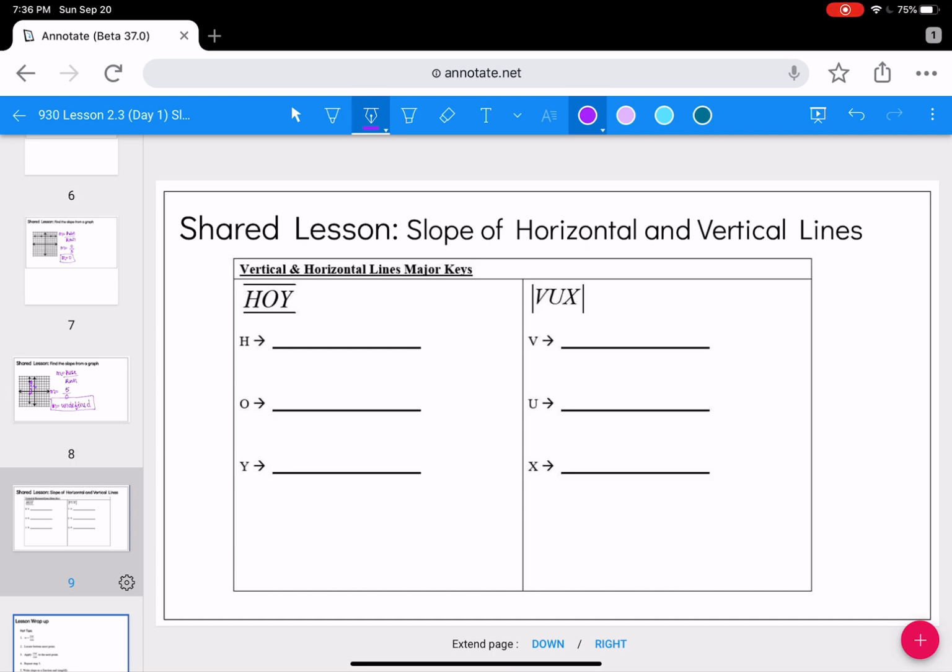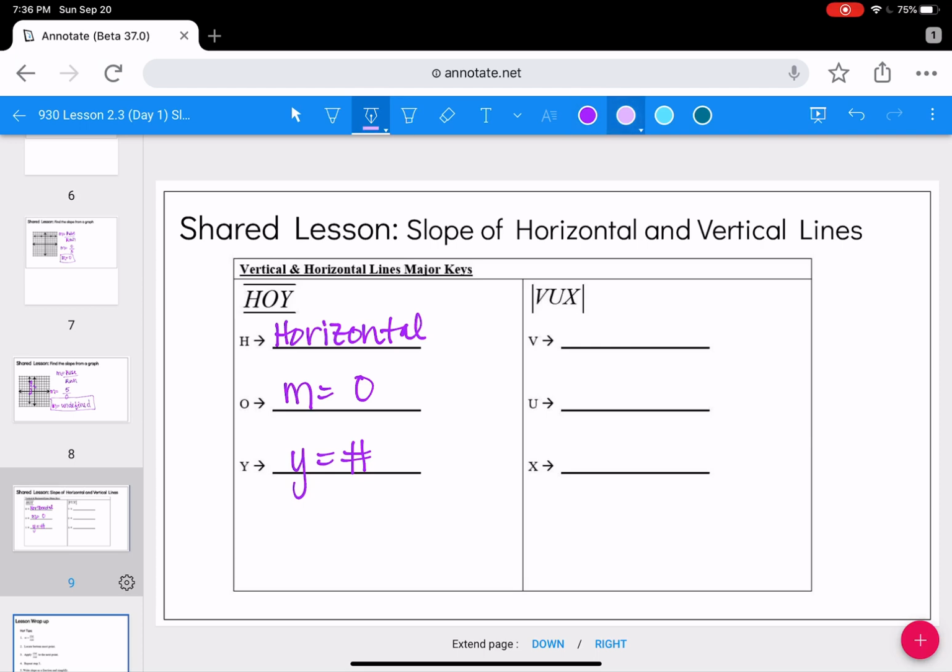So here for our vertical and horizontal lines, we have HOI, and the H just stands for horizontal. This 0 here means m is equal to 0, so our slope is equal to 0. And how you write this line would be y is equal to a number. If you get y is equal to a number, that means you are going to have a horizontal line and your slope is 0.